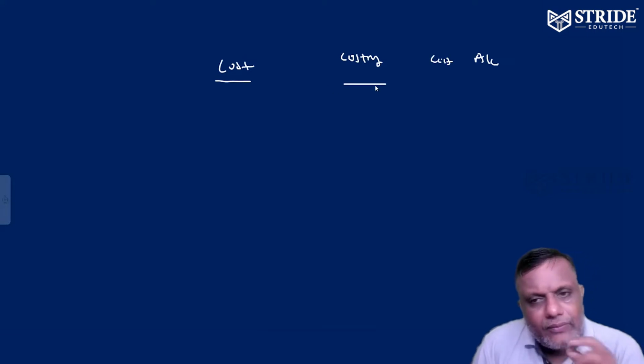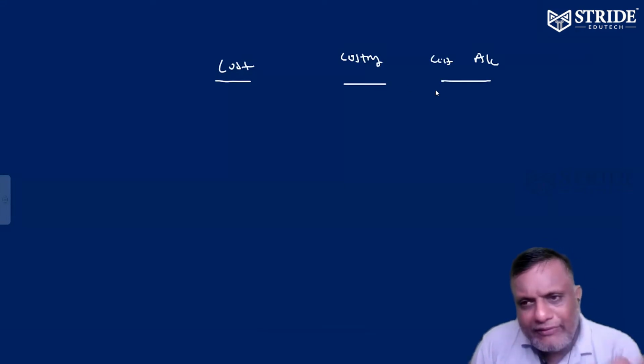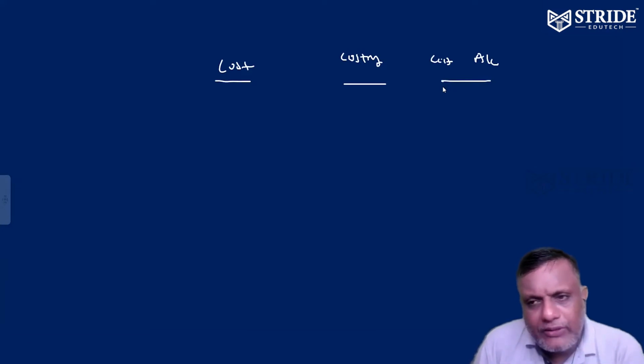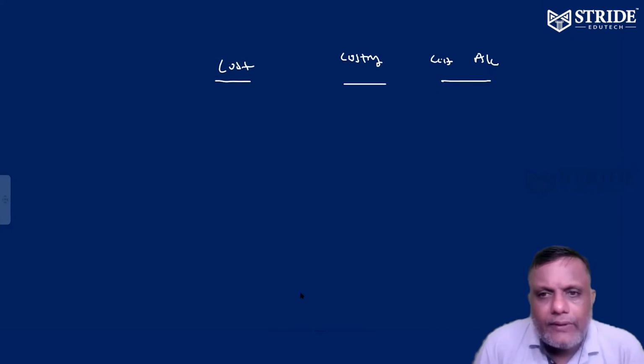What is costing? The systems and procedures applicable to a product or service are called costing. What is cost accounting? It's the ascertainment of cost for a particular product or service by using accounting principles, management accounting principles, called cost accounting. So these are the basic three terms.